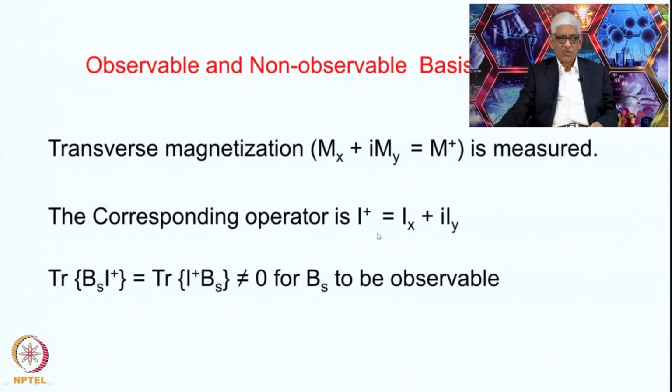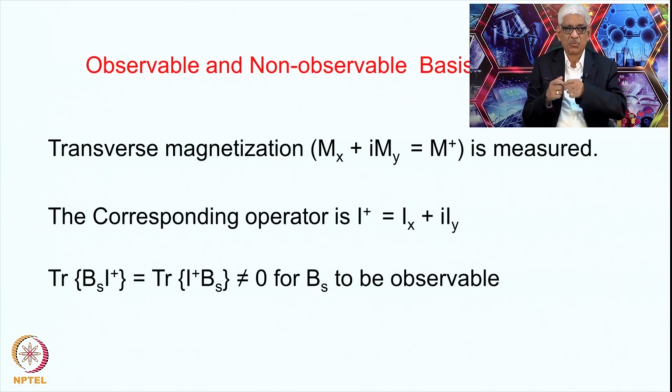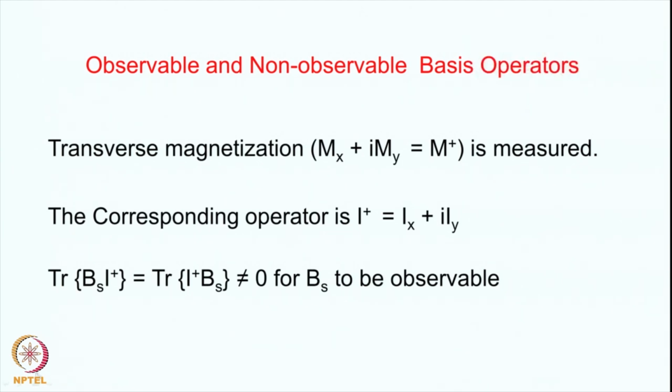So then what do we have to do? We have to calculate the trace of this operator with the density operator that you get at the time of detection. Just before detection, what is the density operator? So what we have to calculate for measurement is the trace of I plus rho, where rho is the density operator just at the time of detection of your signal.